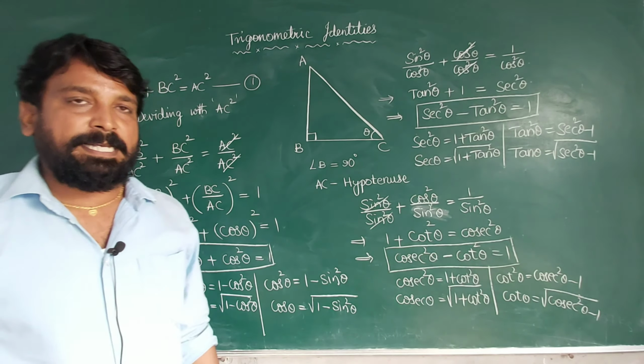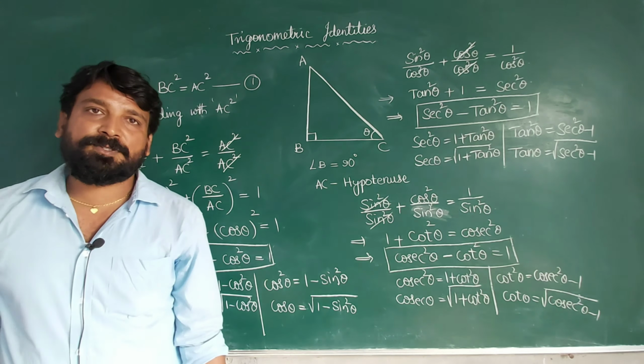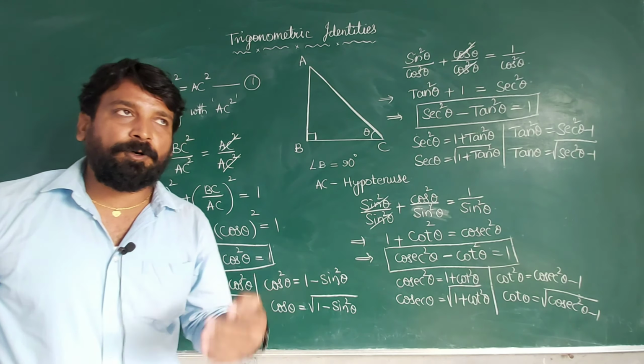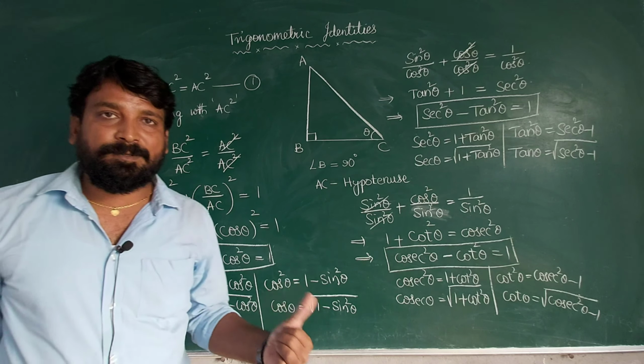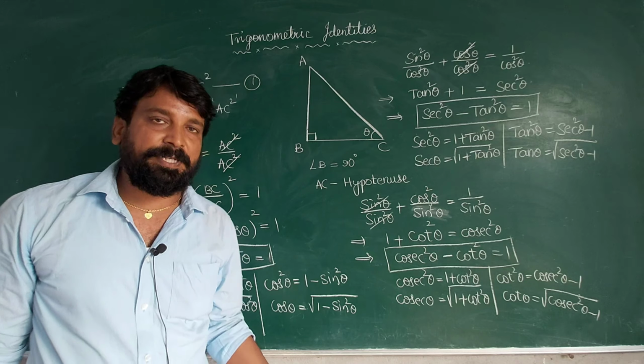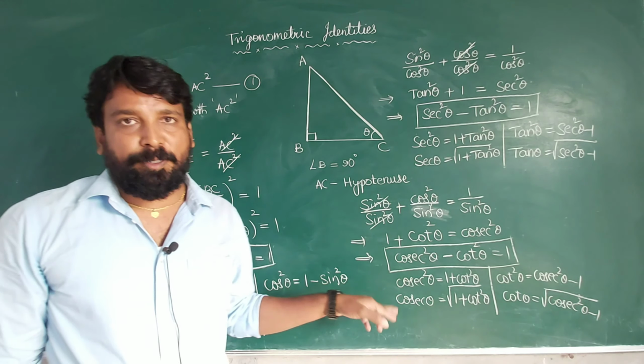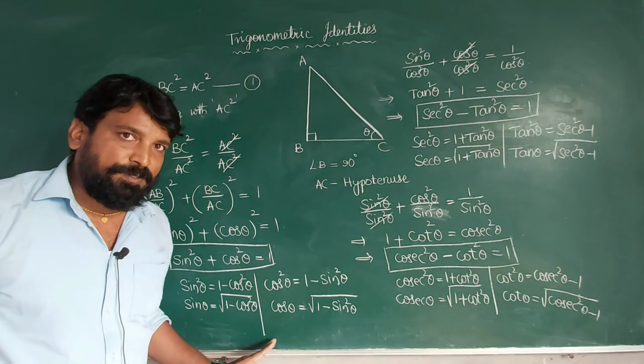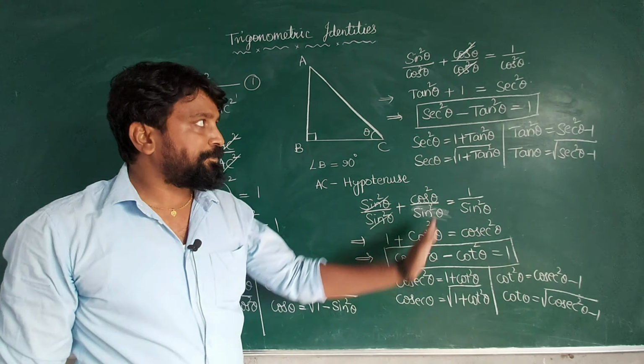First one is sin square theta plus cos square theta is equal to 1. From that you can write four formulae, that is sin square theta is equal to 1 minus cos square theta, and sin theta is equal to square root of 1 minus cos square theta, and cos square theta is equal to 1 minus sin square theta, cos theta is equal to square root of 1 minus sin square theta.